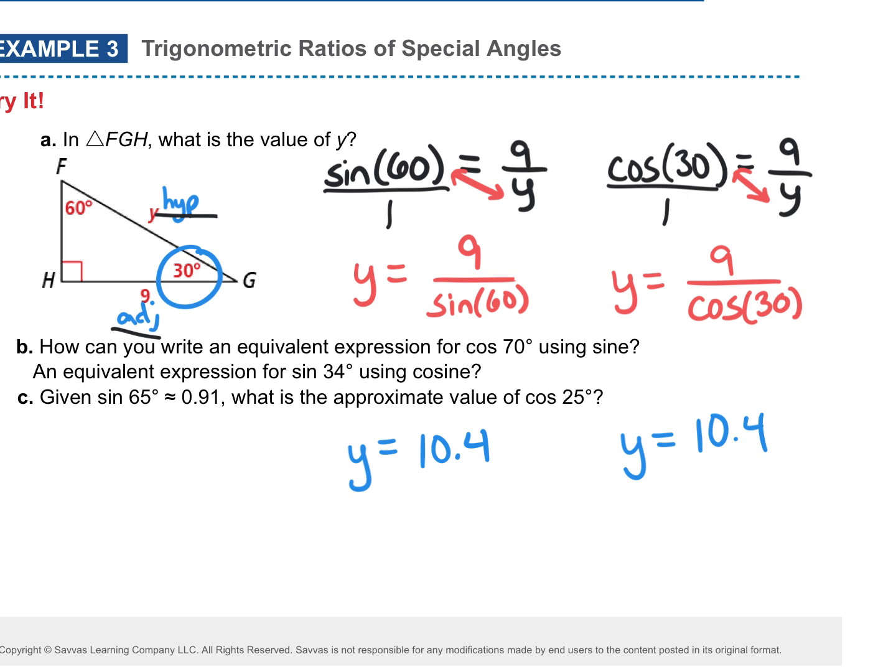Let's look at C. So it says given sine of 65 is 0.91. What is the approximate value of cosine of 25? How do you think we can figure that out?